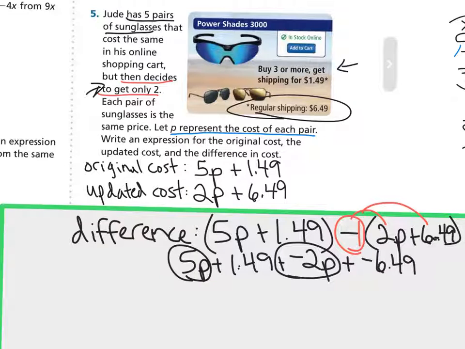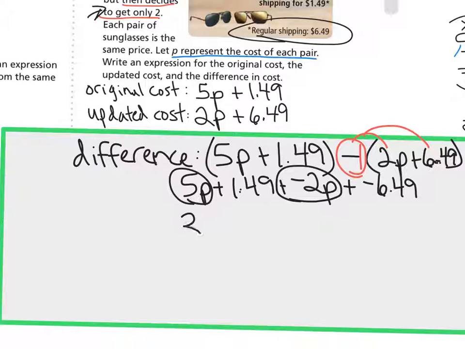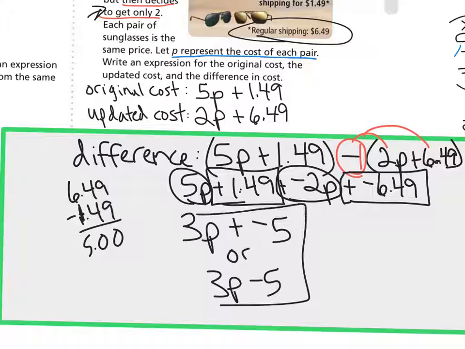And then we can combine like terms. So 5P plus negative 2P would be 3P. 1.49 plus negative 6.49. Those are different signs, so we'd be subtracting those. If you subtract those, it is right at $5. The deal is, though, we have more that are negatives, so this would be a negative 5. So 3P plus negative 5, or 3P minus 5, would be our expression.